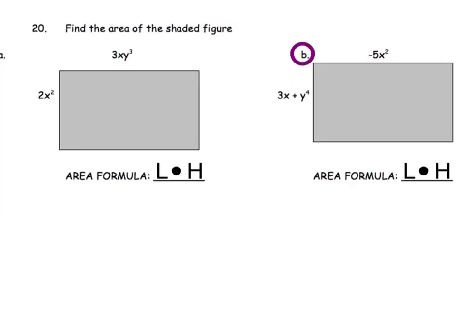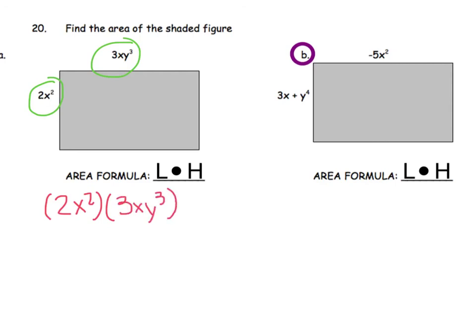Finding the area of the shaded figure. Notice, in order to find the area, we better know what the area formula is, which is written right there for us. Okay, length times the width, or length times the height, however you want to say it. Notice I have both of those pieces of information. Okay, my length, my height. So we can easily do this because it's straightforward, it's multiplication. 2x squared times 3xy cubed.